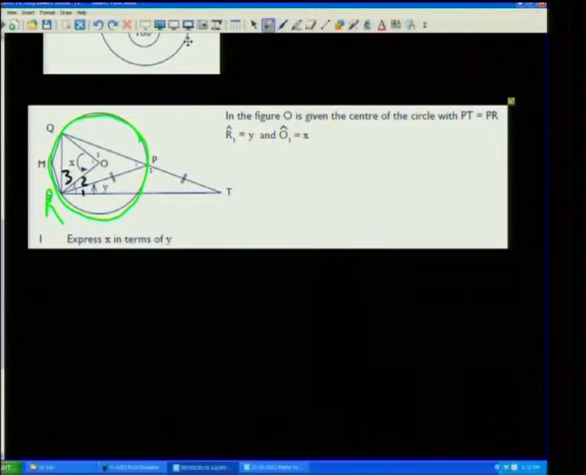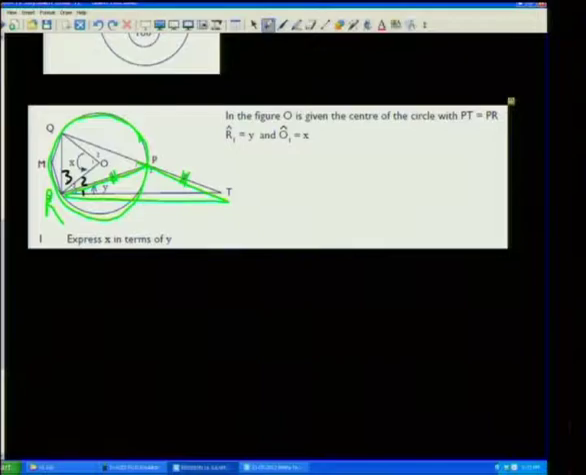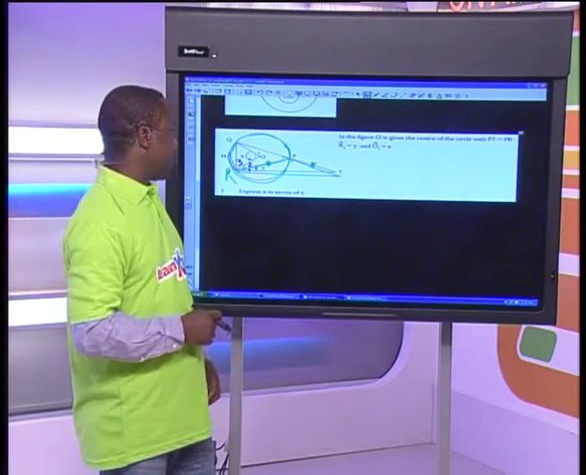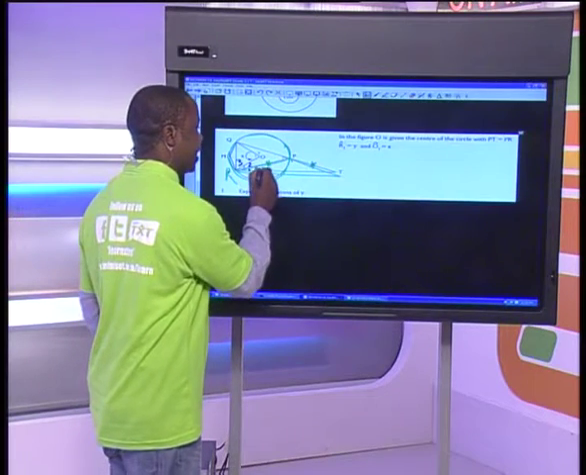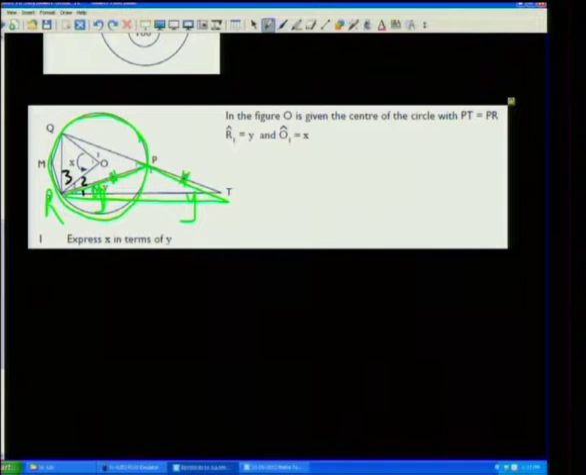And now they say to you, express X in terms of Y. Again, what you'll notice is that this triangle here has got a bit more information. You've been given that this side is equal to that side. We go back to that deduction we made about an isosceles triangle. This is an isosceles triangle. This means that the base angles are equal. So if this is Y, that is also Y. Okay, so if you have that, again, they're all interlinked.